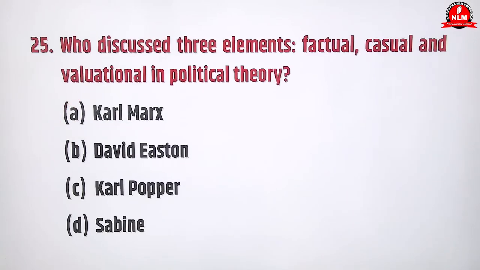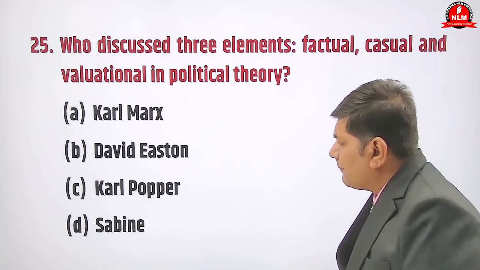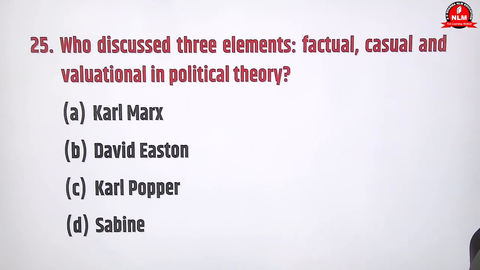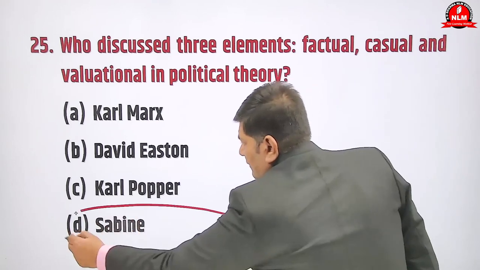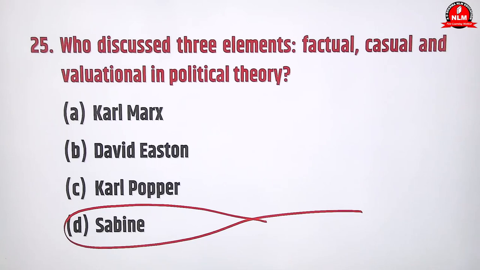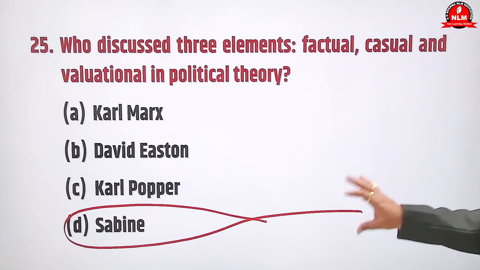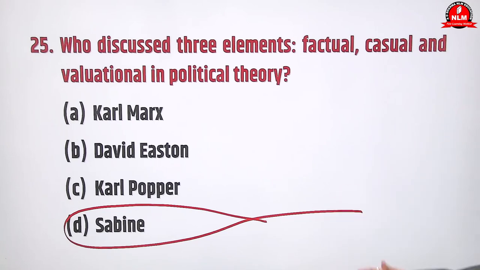Now we discuss question number 25. Who discussed the three elements, factual, causal, and evaluational, in political theory? A, Karl Marx; B, David Easton; C, Karl Popper; D, Sabine. Sabine discussed the three elements of political theory: factual, causal, and evaluational. He is a traditional thinker. So the right answer is D.